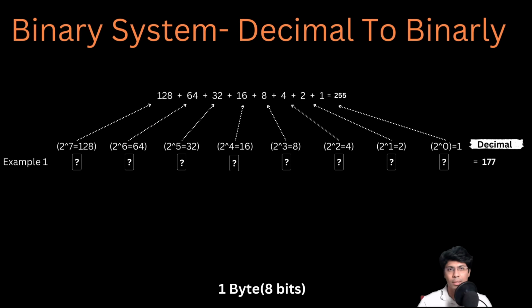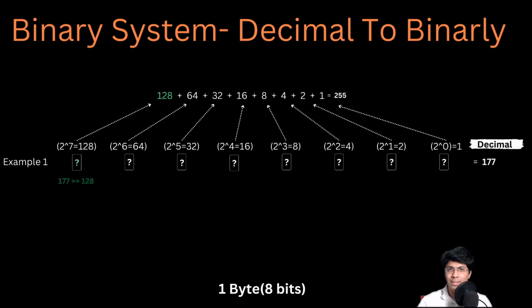Let's have a decimal number 177. You need to keep those bits 1 in the octet so that the sum of their 2 to the power of bit values is equal to 177. There are many ways you can do this, but let's take one of the simplest ways. Our decimal number is 177.